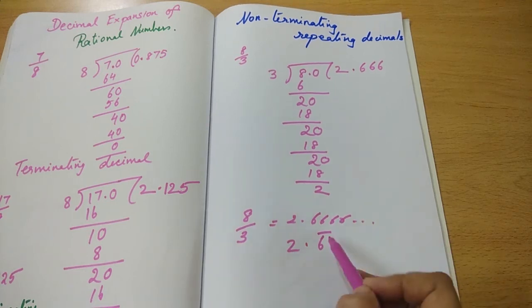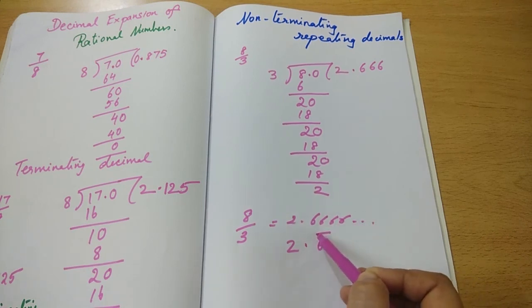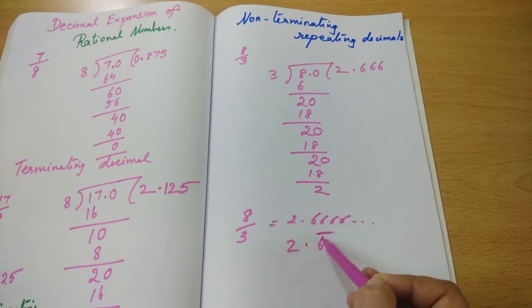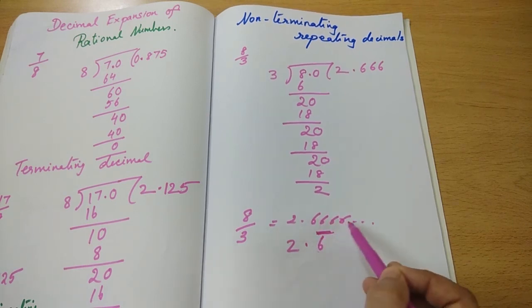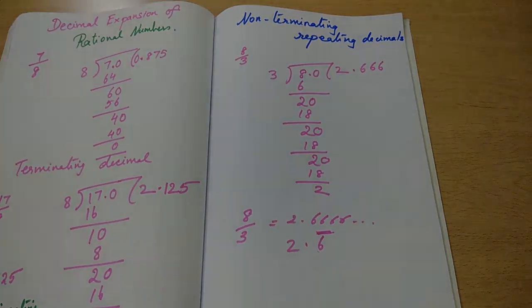They are represented by putting a bar over the first block of the repeating part. You can omit the others. If you put a bar over the first number, 6, the 6 is the repeating part here. You put a bar over it, you can omit the other numbers, and this bar implies that 6 keeps repeating. We'll see more examples of non-terminating repeating decimals in our next video.